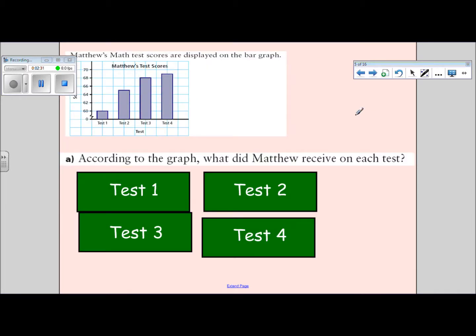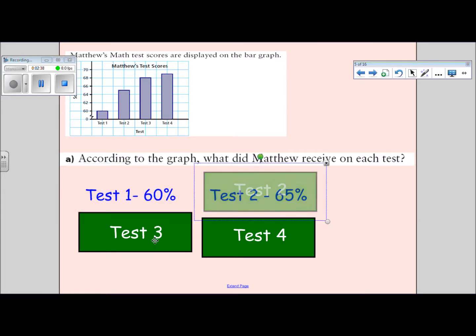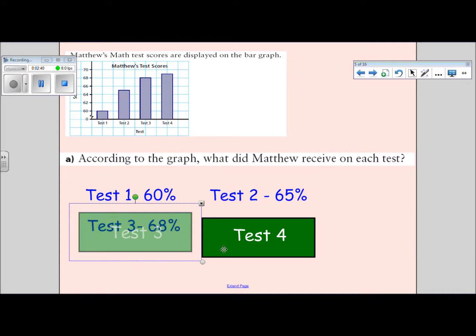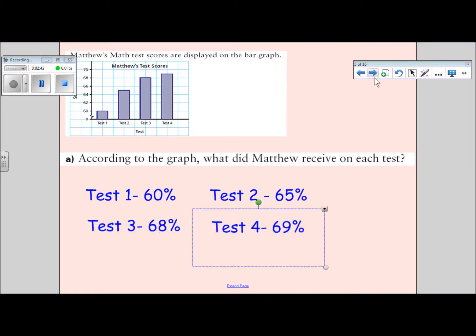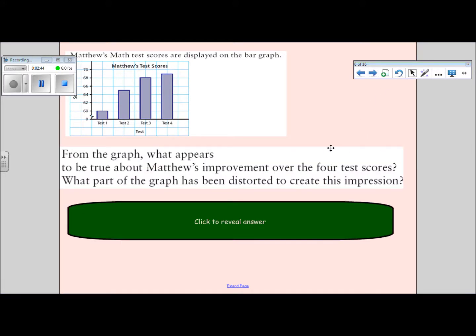So according to the graph, what did Matthew receive on each test? On test 1, he received 60%. Test 2 is 65%. Test 3, 68. And test 4, 69. Question B, so from the graph, what appears to be true about Matthew's improvement over the 4 test scores?